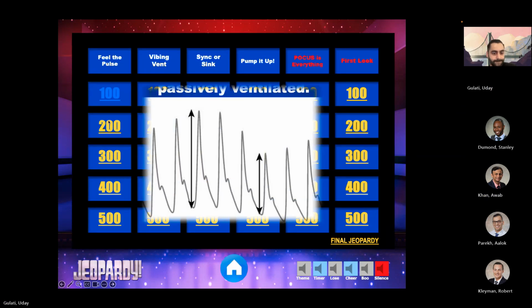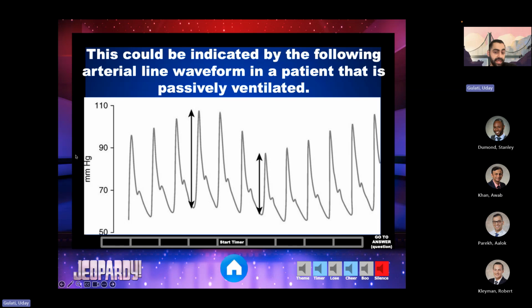All right. This could be indicated by the following arterial line waveform in a patient that is passively ventilated. Passively? I guess this is stroke volume variation, but that would be if they're paralyzed, which would be an indication of hypovolemia, but passively ventilated. Anyone can answer, just say your name. I have no idea.